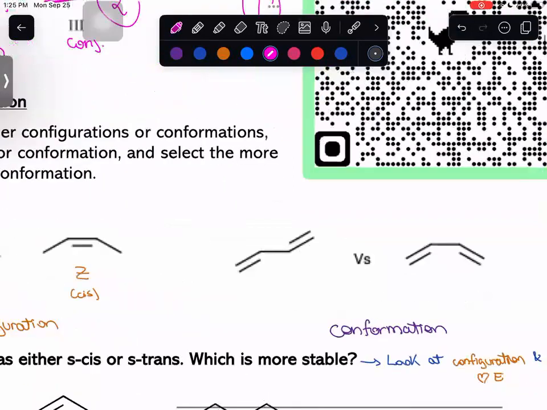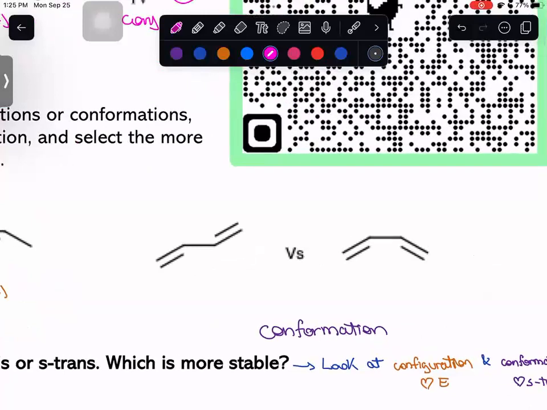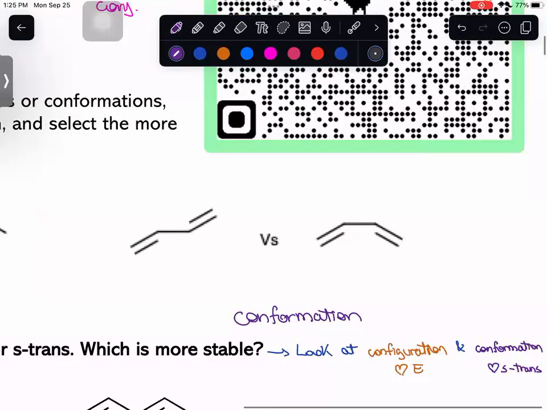Now, we have a new one, which is going to be super cis and super trans. That's going to be your conformation. There's a little S. So super trans and super cis, or just S trans and S cis, more simple.